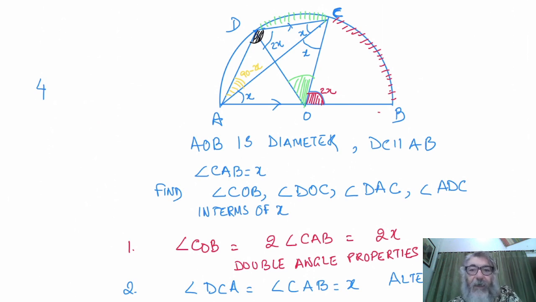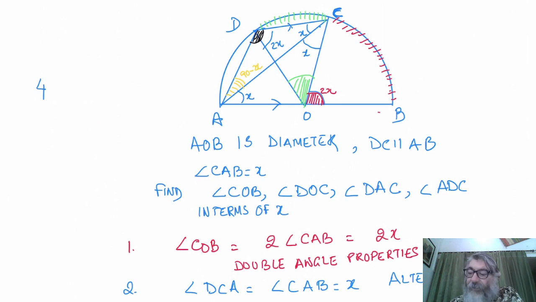I said the arc BC is subtending angle CAB at the circumference, which is x, so it will subtend angle 2x, the red, at the center. I have got this as 2x at the center.